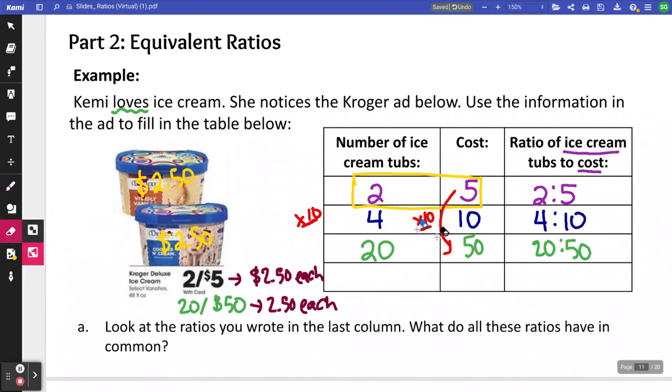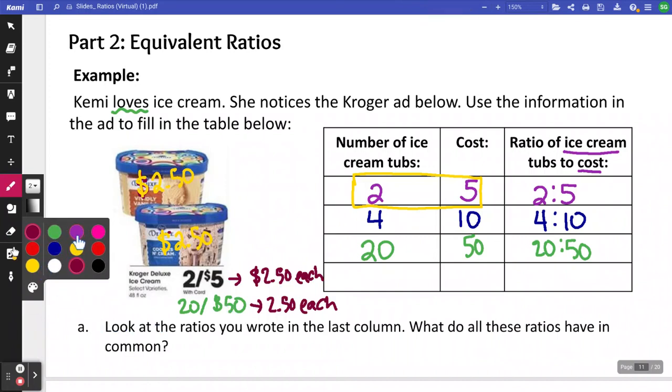So as I'm filling out this table, you've already paused the video and come up with a couple more combinations. If you wanted to check yours, you should be able to divide it out and see that each tub costs $2.50. Or you should be able to show me what that common number is you're multiplying by. You can choose any number you want.